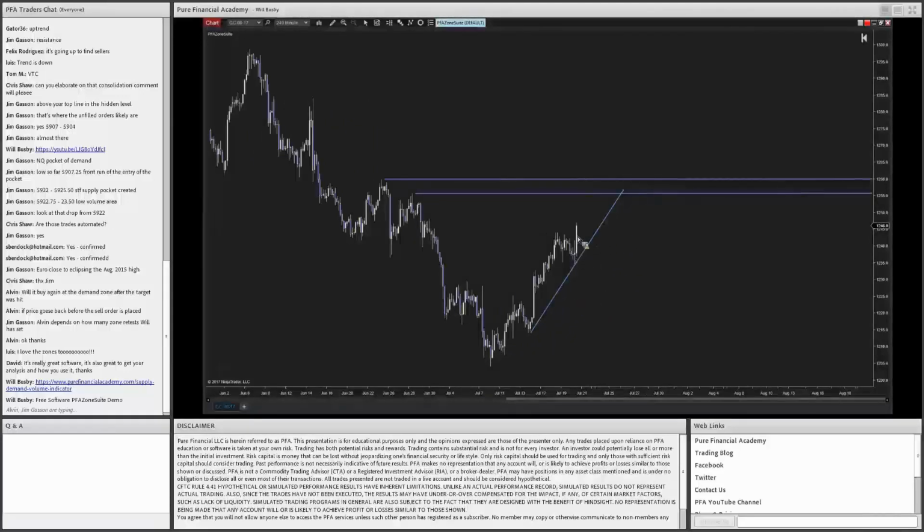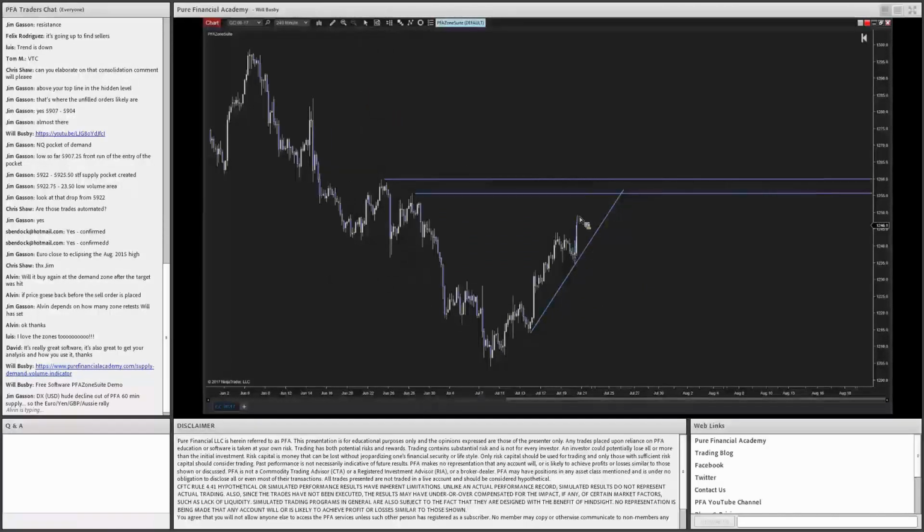Continuation moves to the upside, right? I should, in theory, find support and hopefully get up to this area above. Do I know that's going to happen? No. Does it affect my trade? Nope.